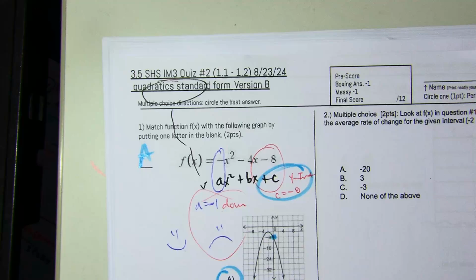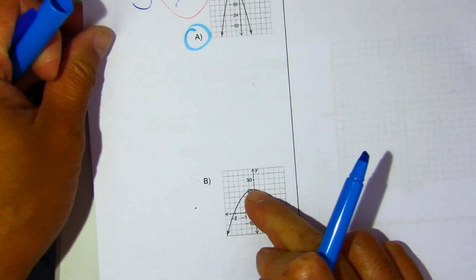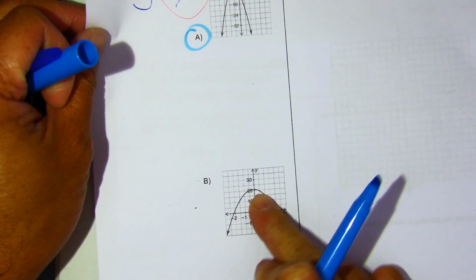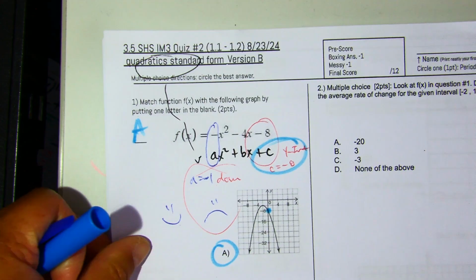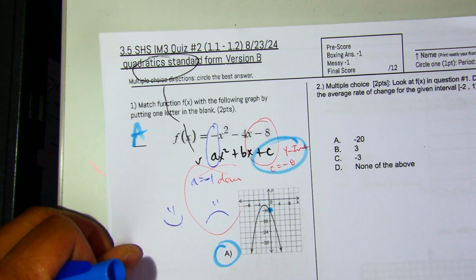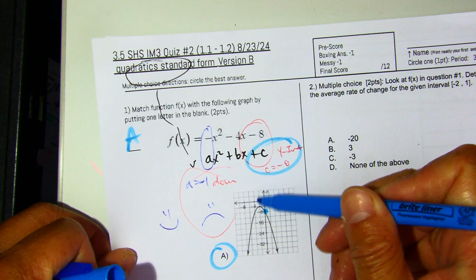I saw some other students create a table of values and axis of symmetry. Yes, you can do that. You can clearly see the axis of symmetry is x equals -2 on this one. This one probably looks like a fraction. I don't know, maybe like 1/4 or 0.25.